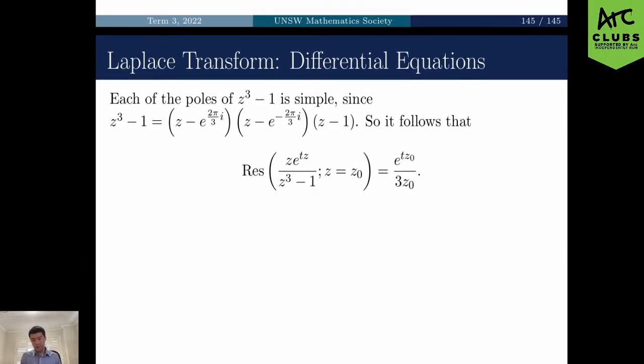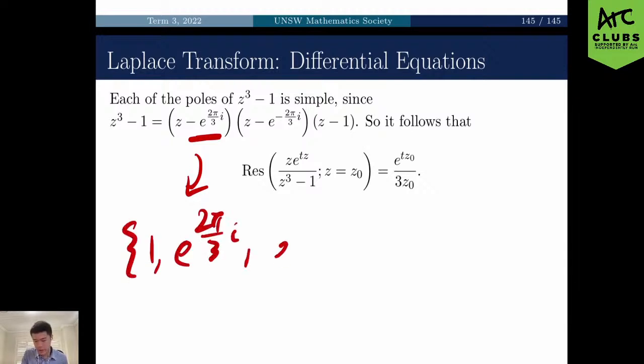Okay, moving on to this. So what you can do is you can find the residues of each of these singularities. I'll just write them out: 1, e to 2 pi on 3i, e to the minus 2 pi on 3i. And so once you've got that, you can calculate the residues at each of those points, and then you'll get your answer.